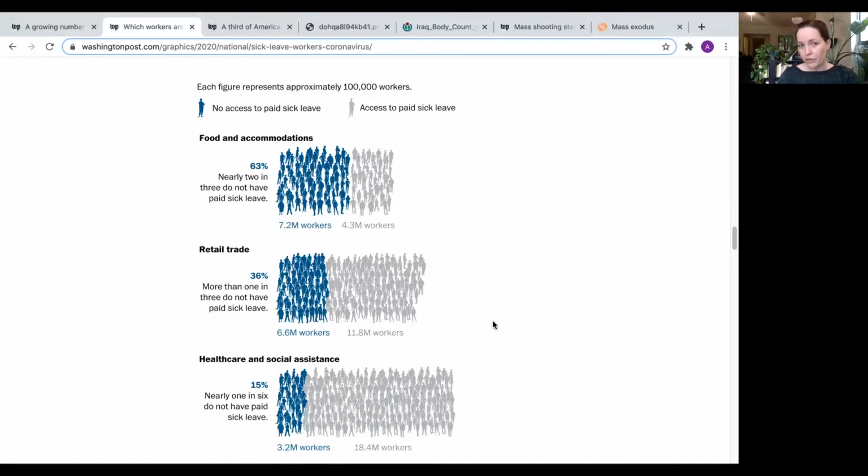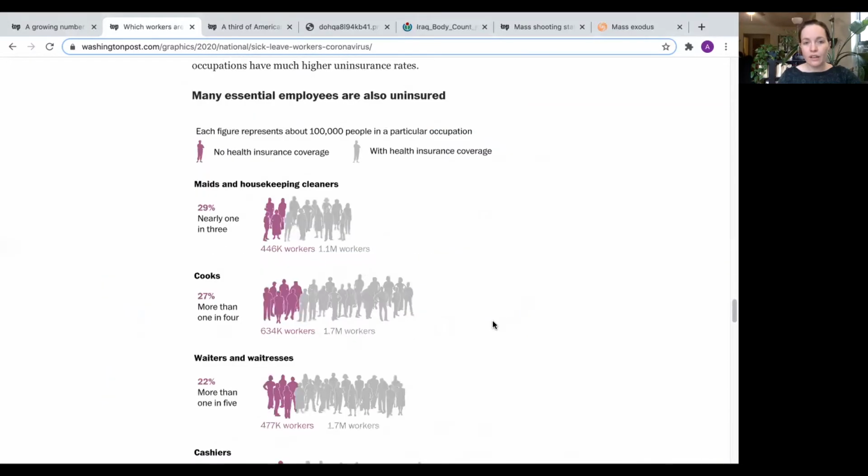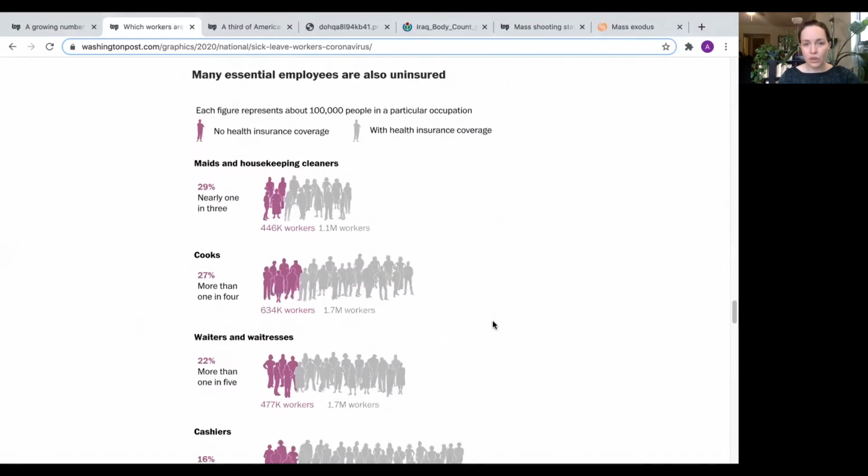Another very cool thing that you can do with icon charts that I really like doing is looking at what kind of details you're showing in the chart. Because I'm using one figure per 100,000 people, I have all of those details of those figures to play with.